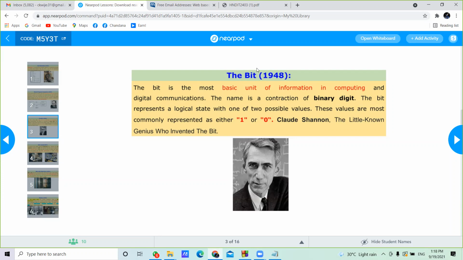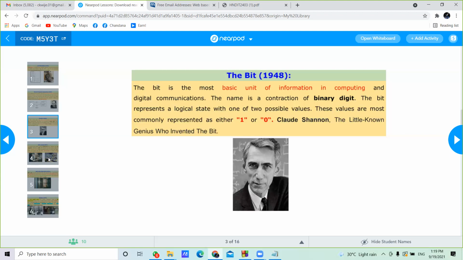The bit is the smallest unit that we use to measure computer memory. With the size of a bit, we can get an idea about the space required to store one character or one numerical digit. It is a short form of binary digit. In 1948, that concept was introduced by Claude Shannon.